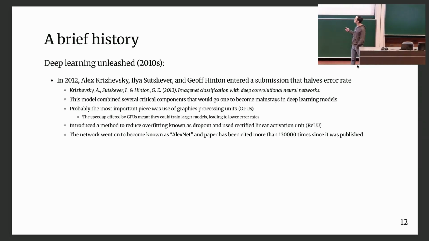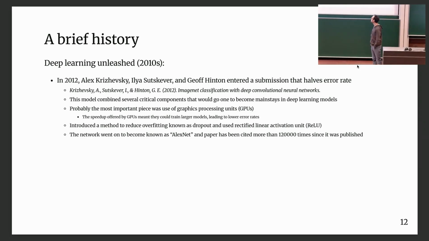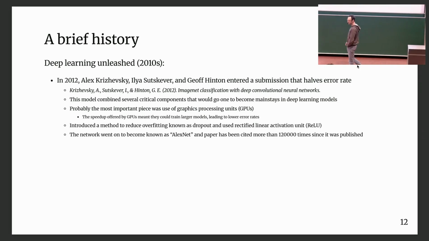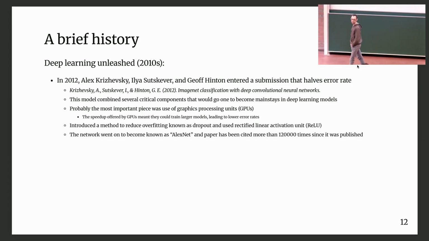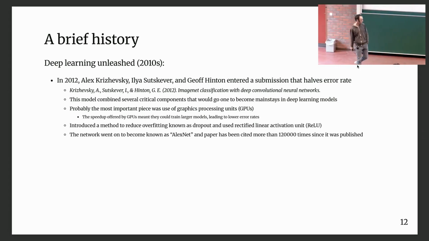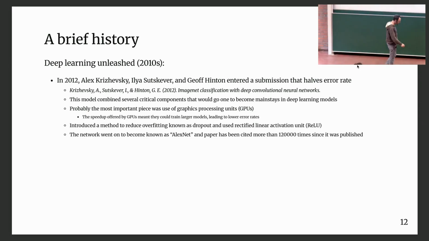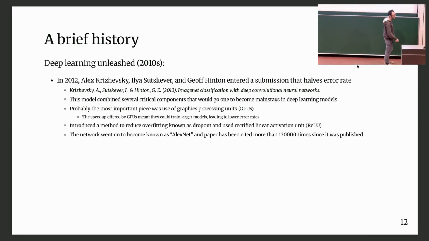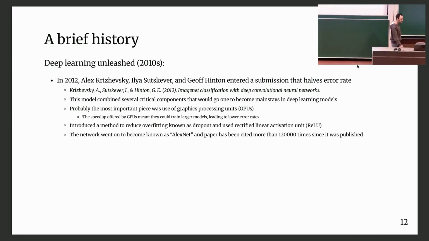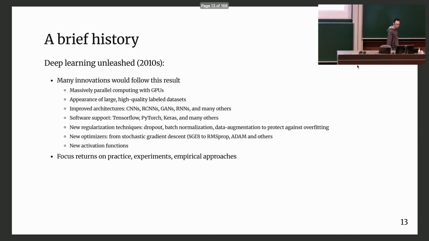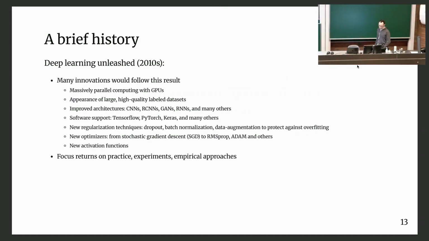So it's mainly GPU, dropout, ReLU that did the trick, and they were able to blow the other participants out of the water. In one fell swoop, they cut the error rate in half, whereas in the years before, people were hanging around the same error rate. This network has now become known as AlexNet, and since then, we have seen the emergence of deep learning, not only in the image domain, but also following that in the textual domain, obviously, and audio and multimodal stuff as well.